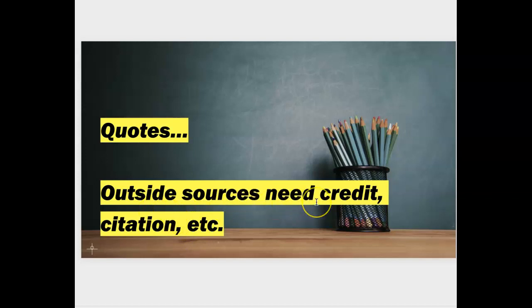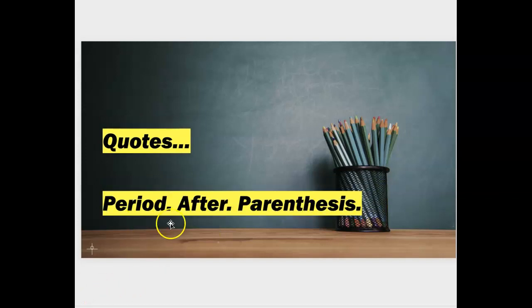Outside sources need credit, so if you're bringing in an outside source from the primary source that you're analyzing, that text that you've been assigned that week, you need to make sure that you're crediting them properly. Whew, this is one I wrote a lot. The period always goes after the parentheses when it comes to quotations. You have your quotation marks ending the quote, you open your parentheses, you have the author's last name and page number if that's there, close parentheses, period after that.